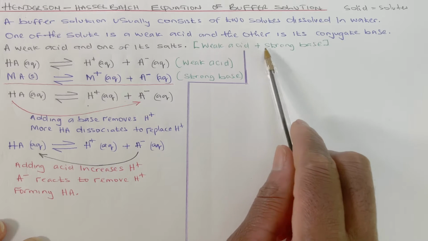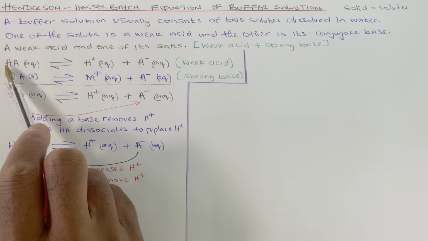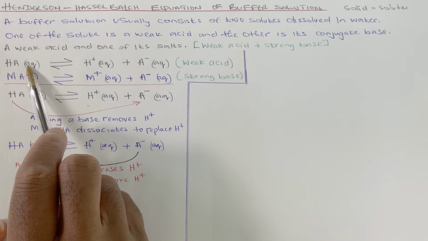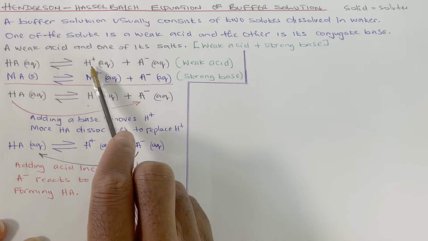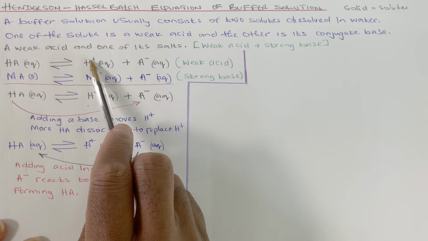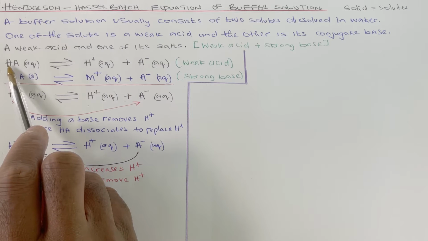A weak acid plus a strong base. So the salt is from a strong base. Let HA be the weak acid. It will partially dissociate. That means a small portion will be H plus and A minus. And we're going to have a large reservoir of HA.